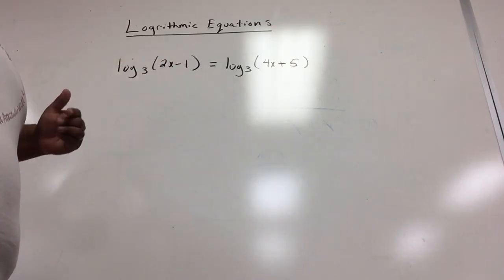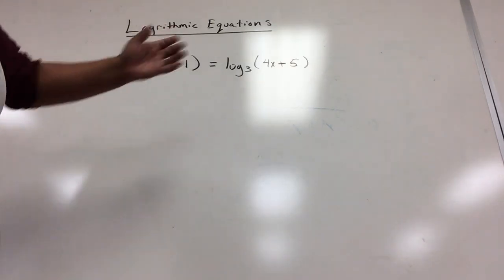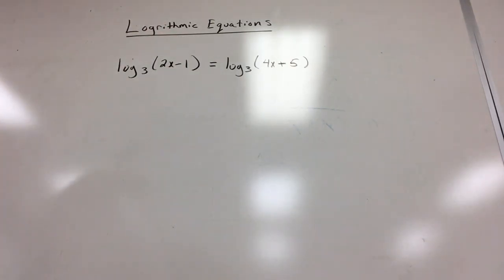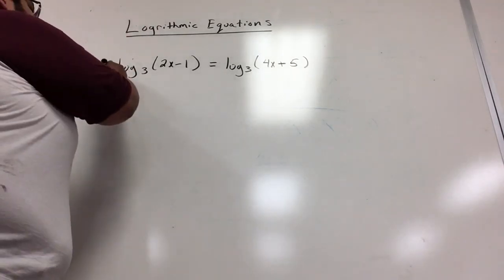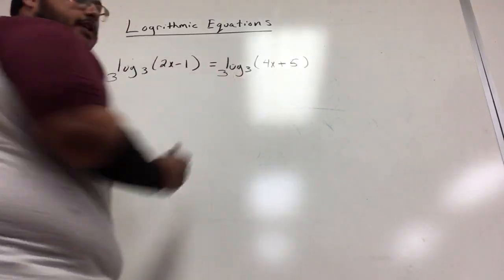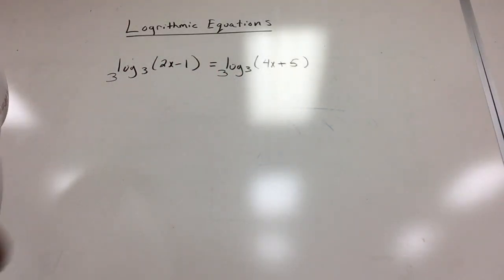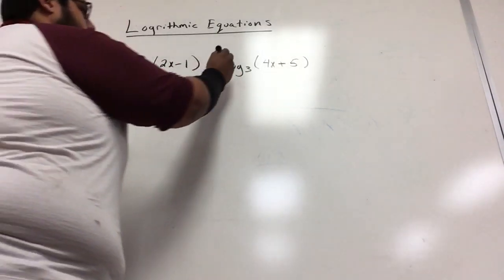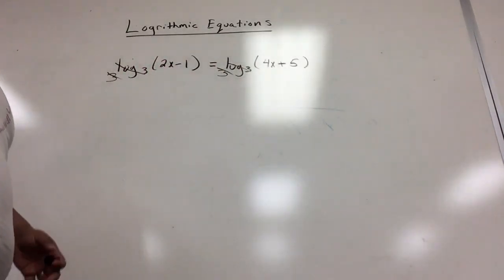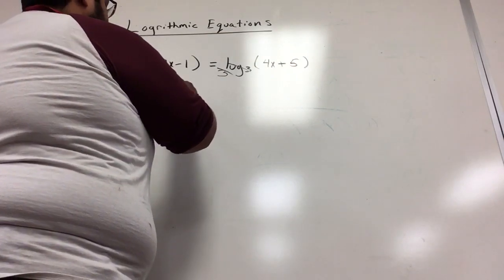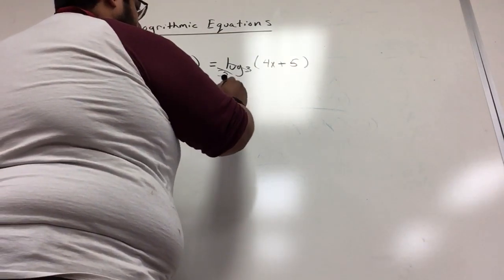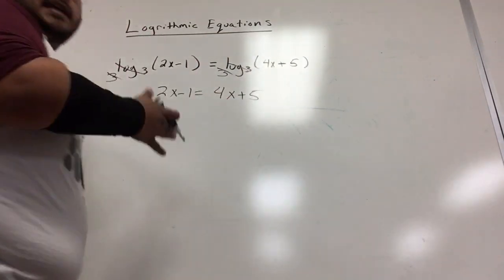So what we want to do, just like before, is cancel out those log bases of 3. It's actually really easy, because all we're going to do is take both sides of the equation and set them with bases of 3. The bases of 3 and the log bases of 3 are going to cancel each other out. So really, we're only working with what's on the inside, the 2x minus 1 and the 4x plus 5, set equal to each other.